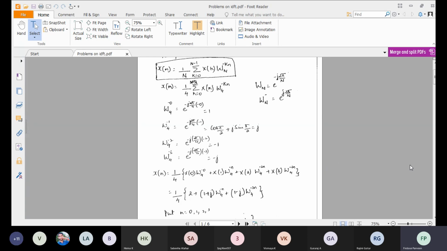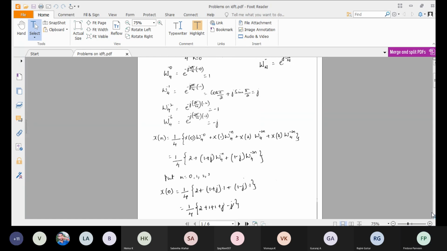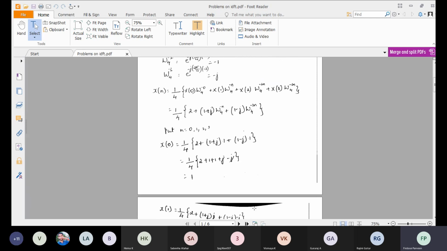Okay. So what you will be getting? For n is equal to 0, x of 0 will be 1 by 4, 2 plus 1 plus j, w4 to the power of 0, that is minus 0, it is 1. So here also n will be equal to 0. So this also is 1. So what will be getting? 2 plus 1 plus j plus 1 minus j. So what is the answer? It is equal to 1.